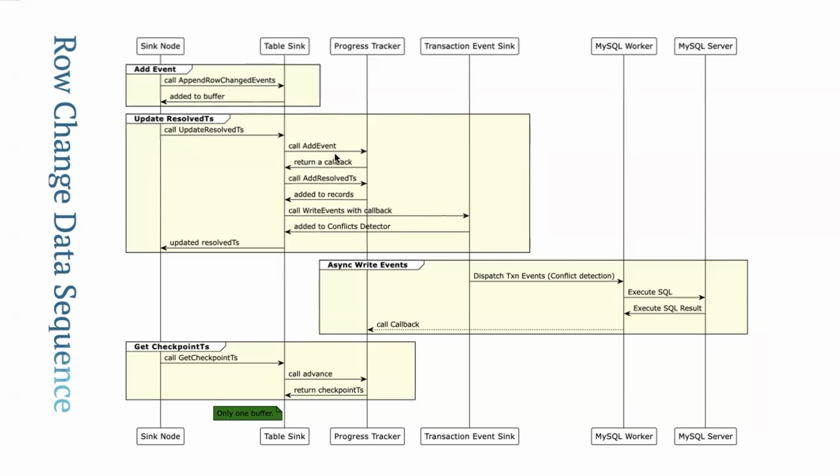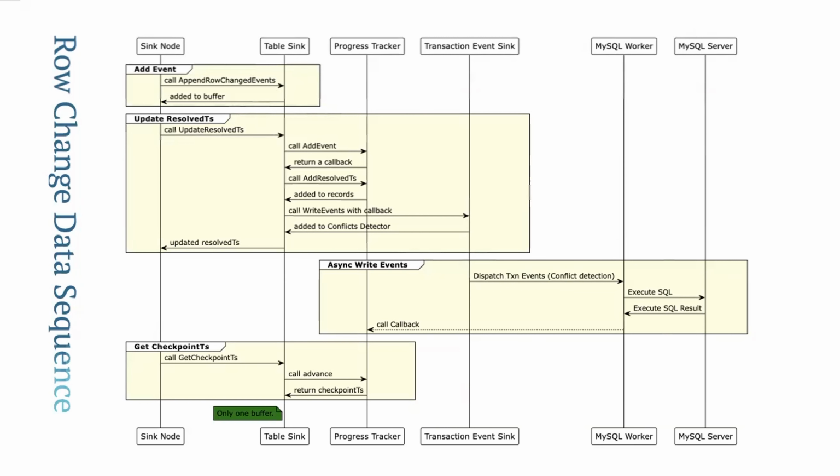With the callback, because when you want to add the event, the progress tracker gives you a callback, which contains some information about the progress. So here we send the event with the callback to the transition event sync. And in the transition event sync, we just simply add it to the conflict detector. I'll talk about this part later. It's more like one module for detecting the conflicts between different transactions.